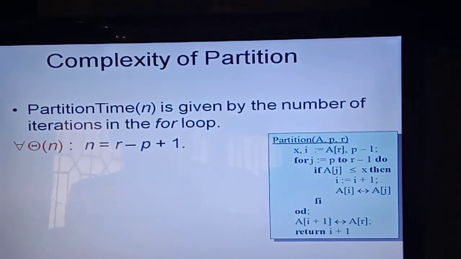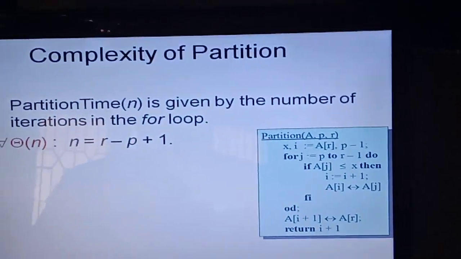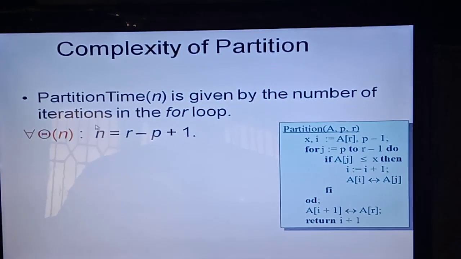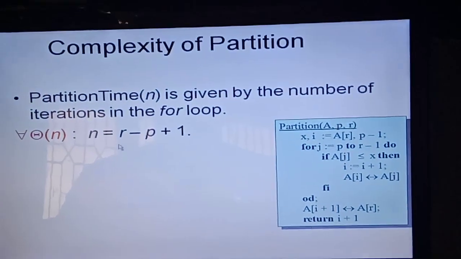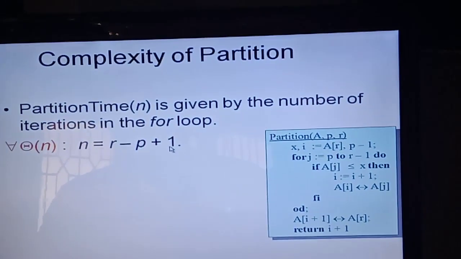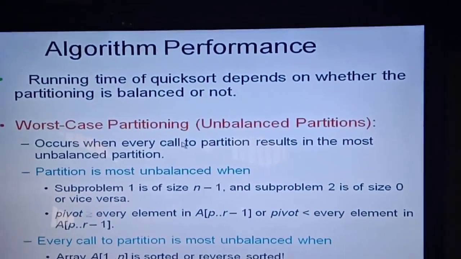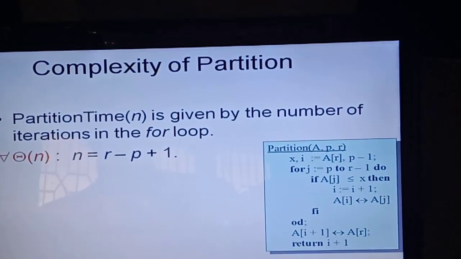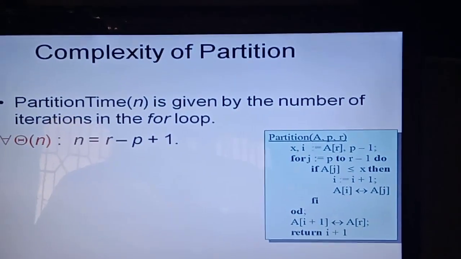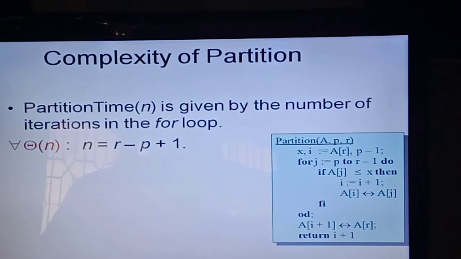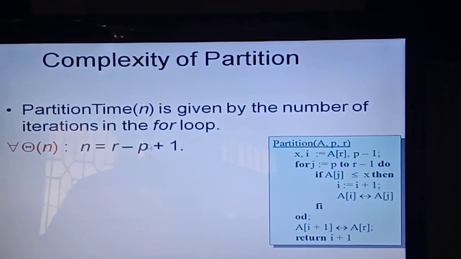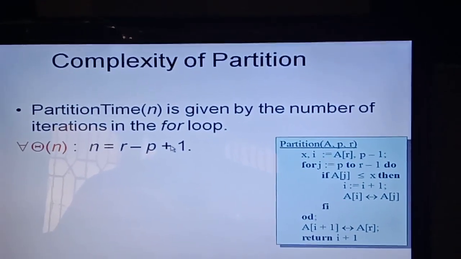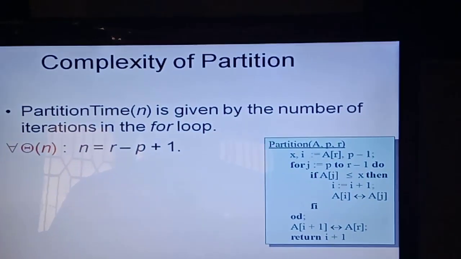So when we come to the time complexity of this algorithm, partition time of n is given by the number of iterations in the for loop. The number of iterations in the loop is r minus p plus 1. If p is 0, that is the first element, maximum we are performing r minus 1 iterations.